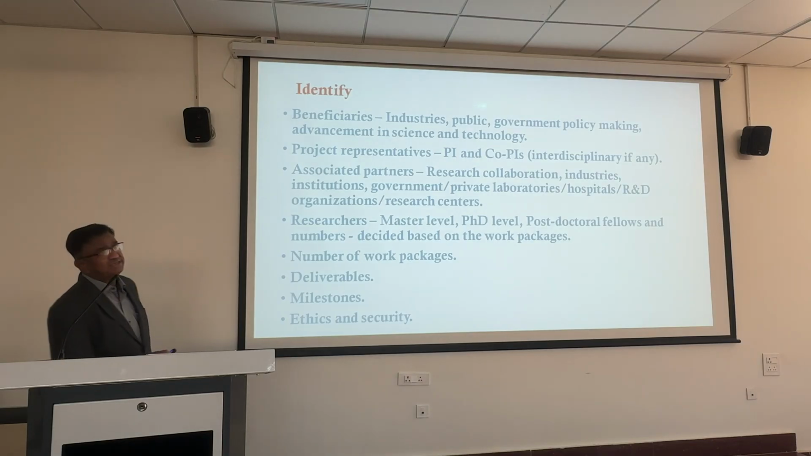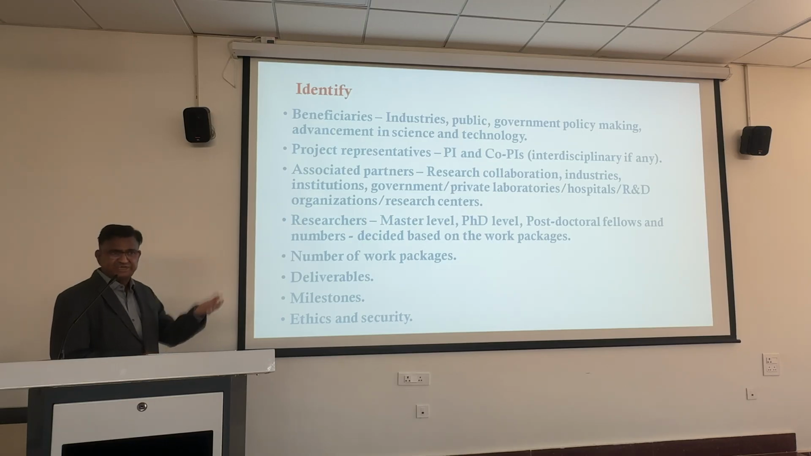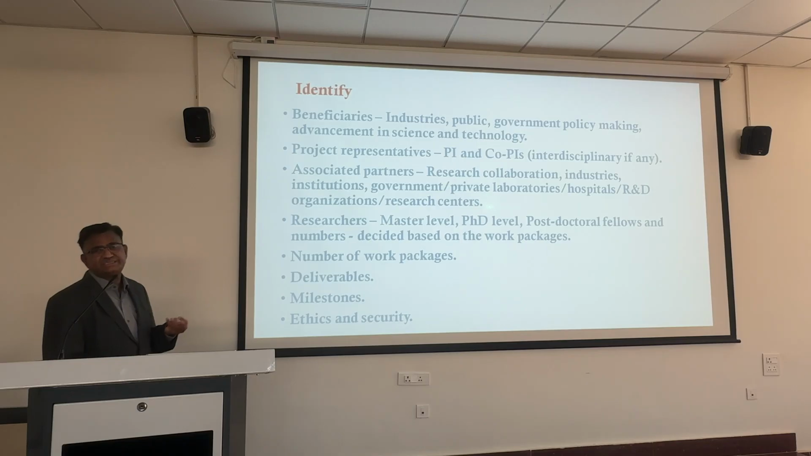So we have to identify who are the beneficiaries: industries, institutions, or government for some policy making, and you have to select the project representatives, right? It may be interdisciplinary or the same department, or from this institute with the other institute. The PI may be from here, co-PIs may be from other institutions, right? Associated partners, it may be a research collaboration. There are many private and government laboratories. Sometimes we can collaborate with them also if our area matches or the grant matches, right?